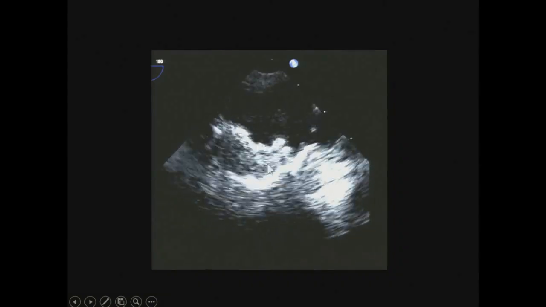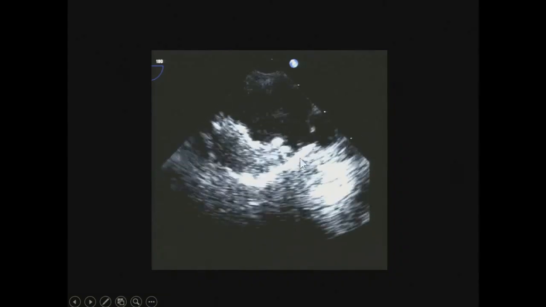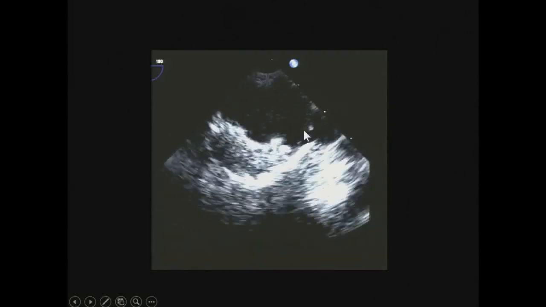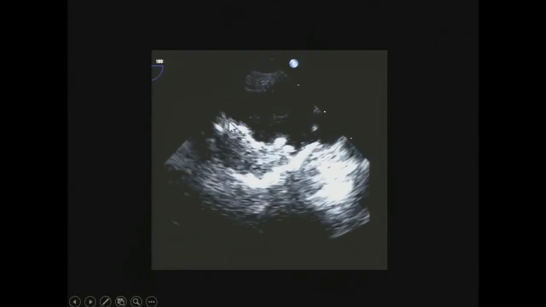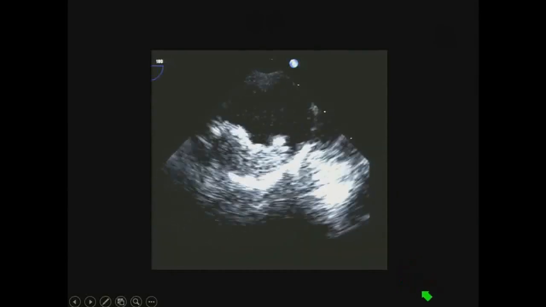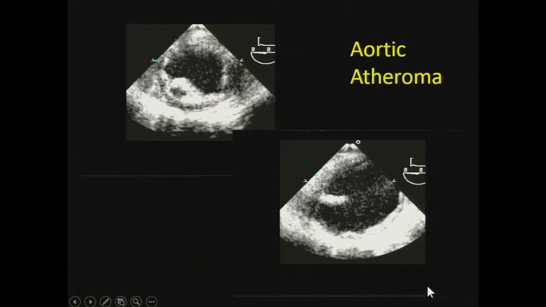Here is full-fledged atheroma, ugly looking. And this is not the ugliest or the biggest. I have seen others. They often have an irregular surface, and you can see specks of calcium here and there. This is aortic atheroma, common. Here is another example, almost looking like a dissection.